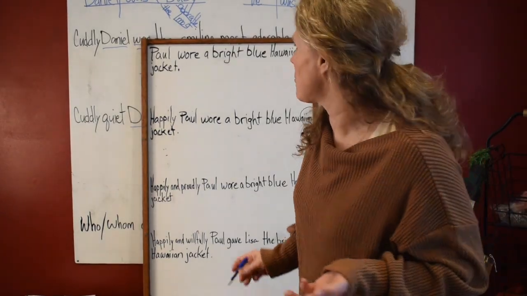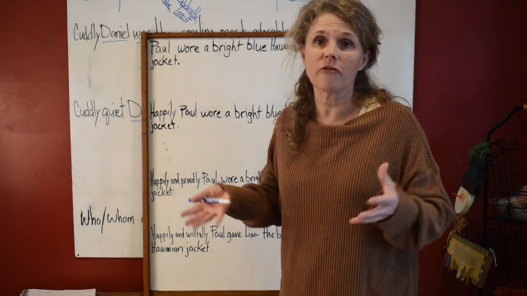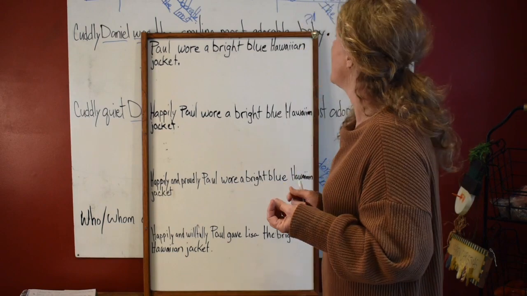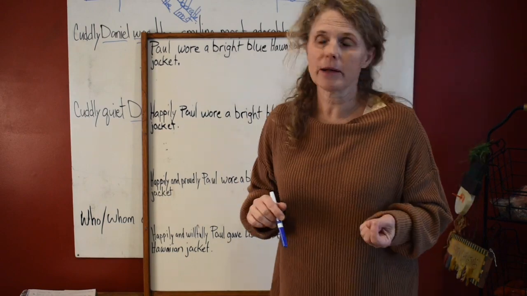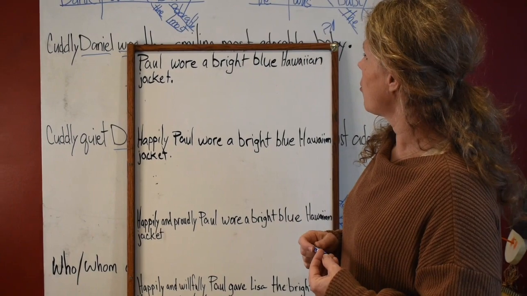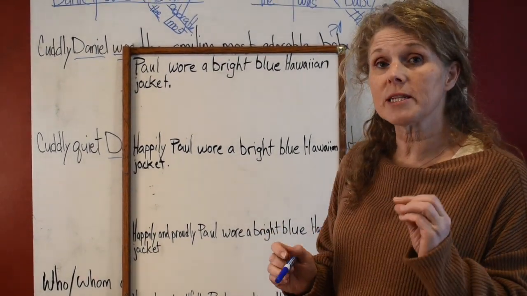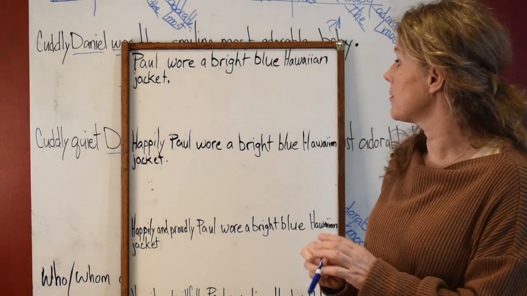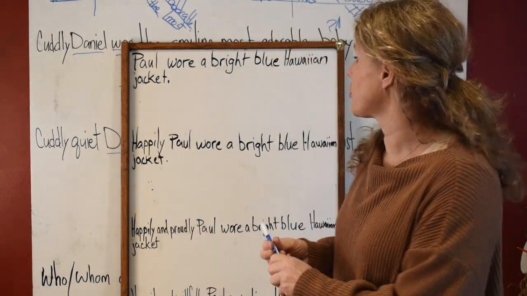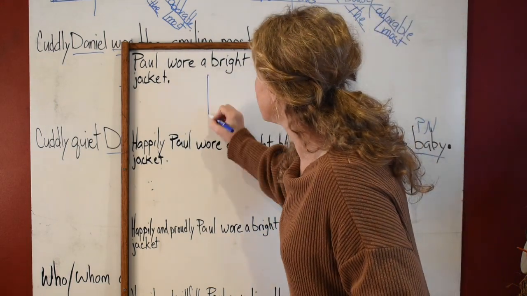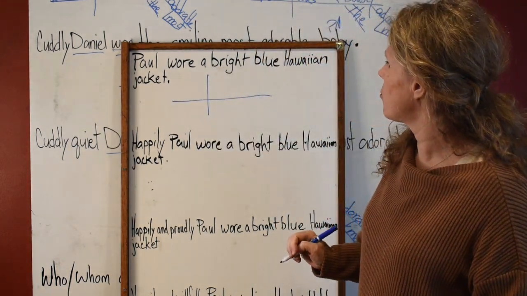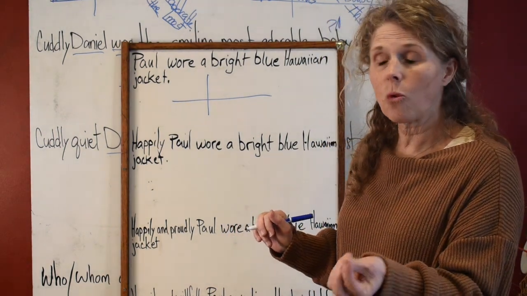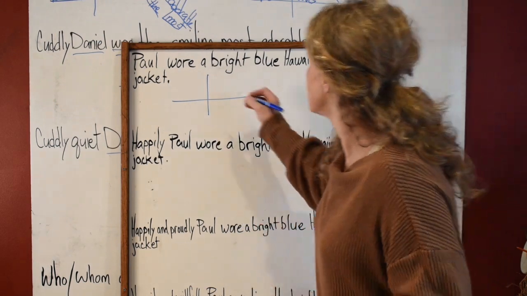Okay? Some sentences about Paul. Paul is very thoughtful, and he shares a lot with people, with his friends, so I thought I would put a sentence together about him. Now first off, we want to read the entire sentence: Paul wore a bright blue Hawaiian jacket. Then you look for your verb. What's your verb? Wore.